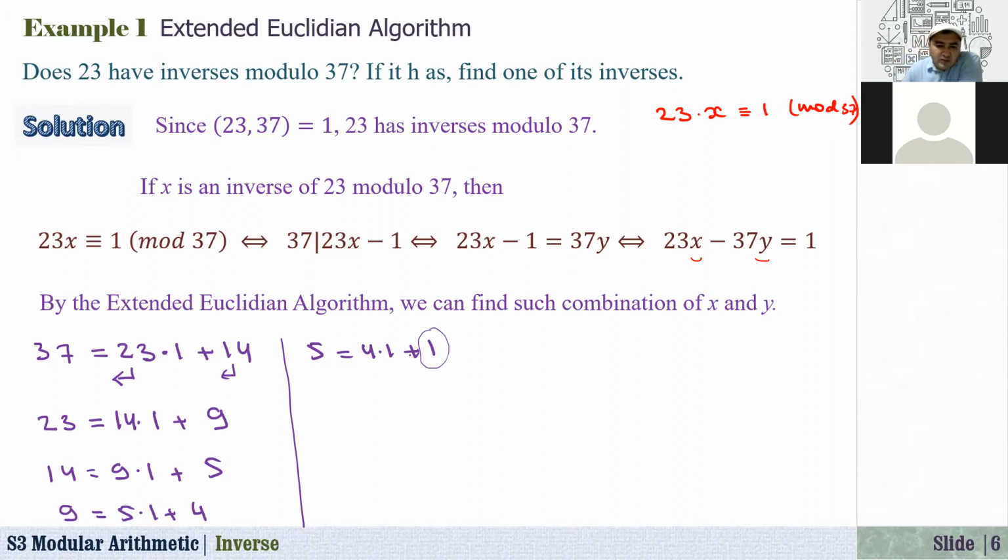So now I will just move this in reverse order, starting from 1 here. Let me just change the color here. So 1 is equal to, take 4 to the left-hand side, 5 minus 4. From the previous one, I have 5 here, right? I can express 4 in terms of 5. So 5 minus, what is 4 in this equation? 4 is 9 minus 5. So here we have 5 minus (9 minus 5). Let me simplify this. Minus minus is plus. So here we have plus.